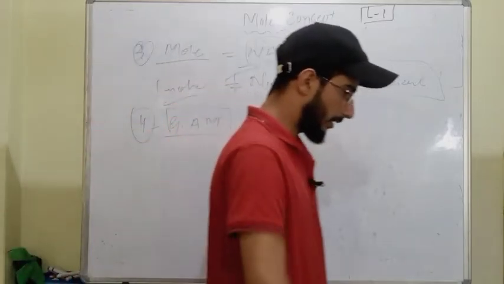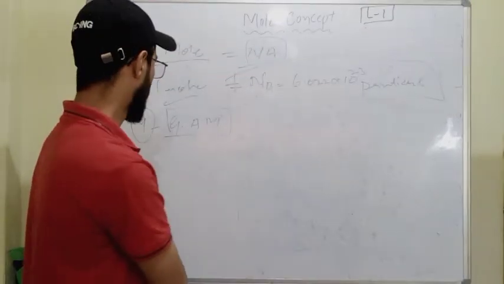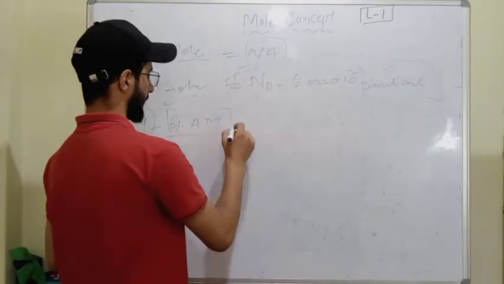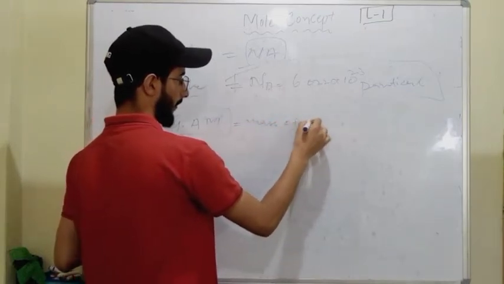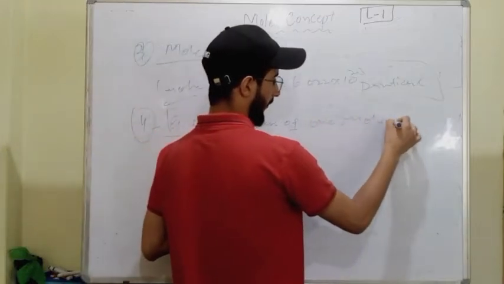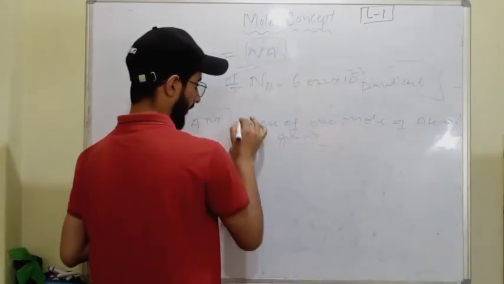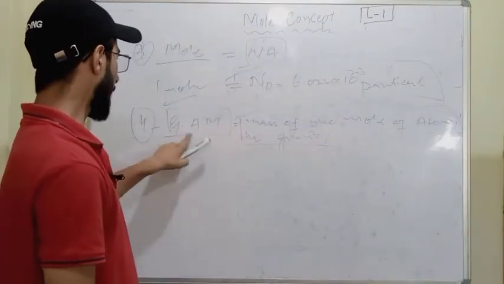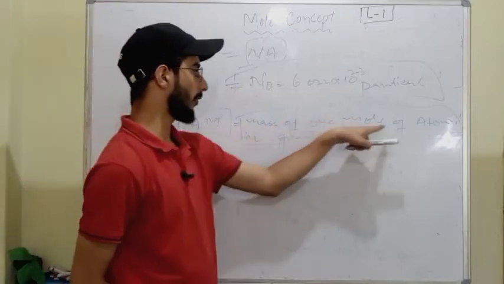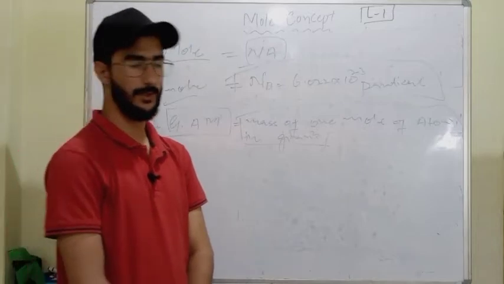Gram atomic mass. When we are calculating the mass of 1 mole of atoms in grams, it is called the gram atomic mass. Gram atomic mass means the mass of 1 mole of atoms in grams.